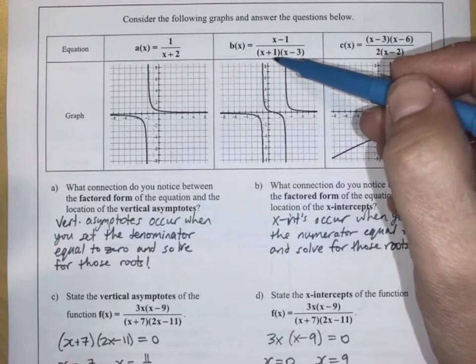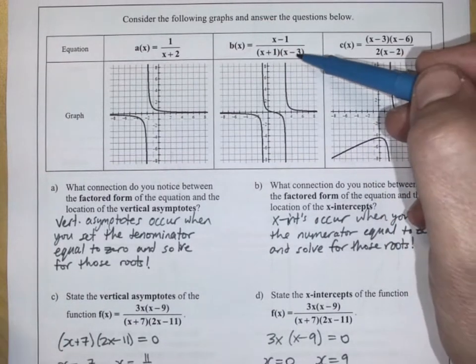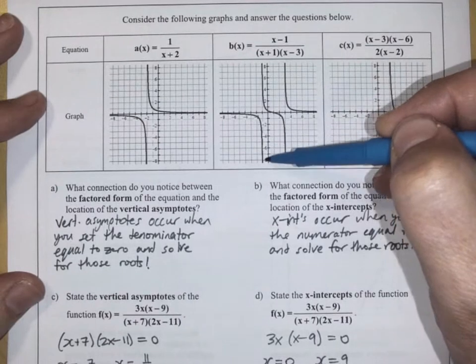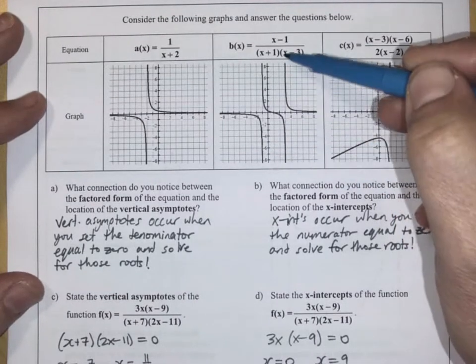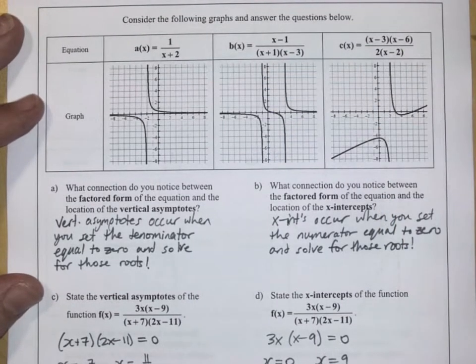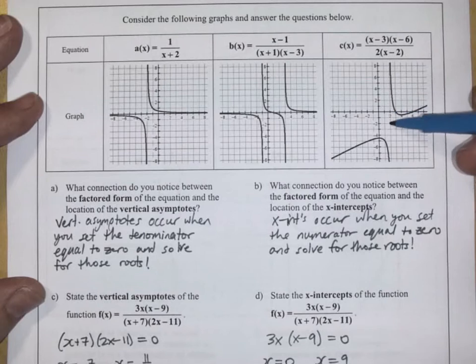The 2 vertical asymptotes for this graph are at negative 1 and positive 3. There they are at negative 1 and positive 3. 2 vertical asymptotes for that graph. For this one, it's at x equals 2. x minus 2 equals 0, so x equals 2. Here is the vertical asymptote there.